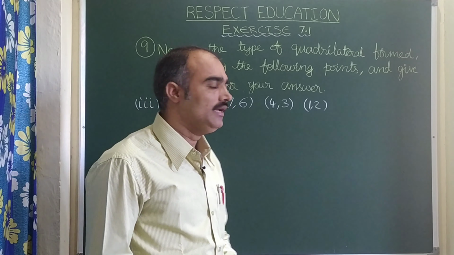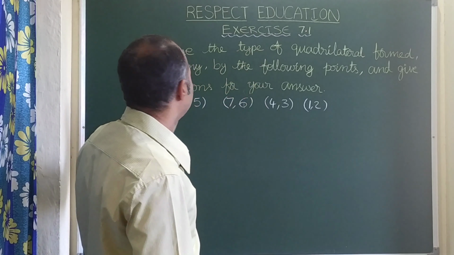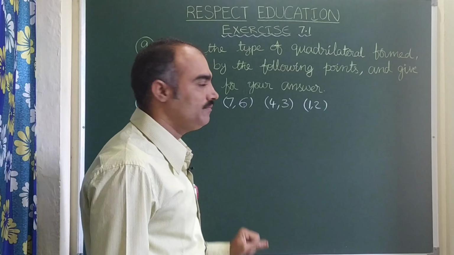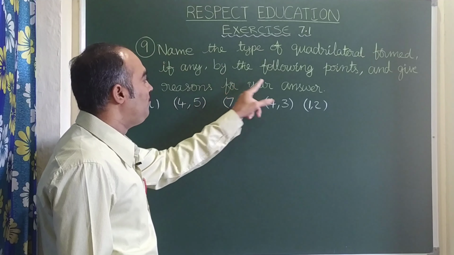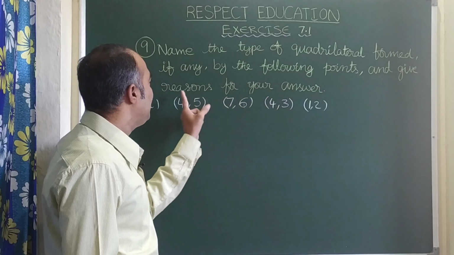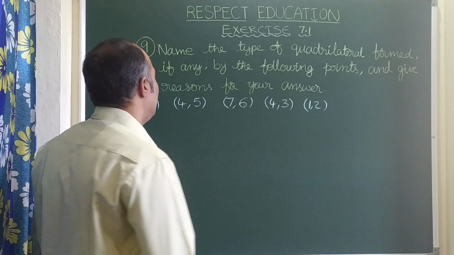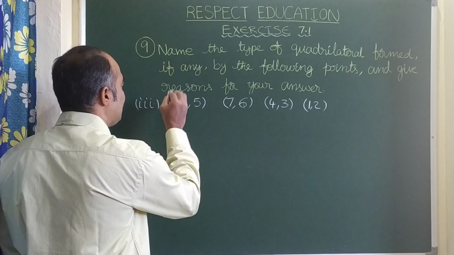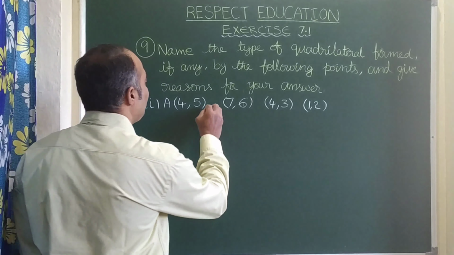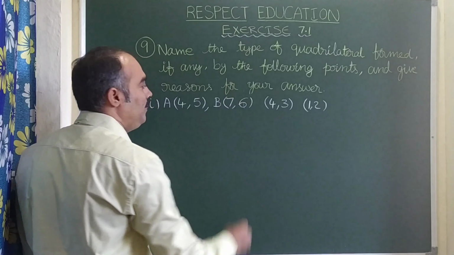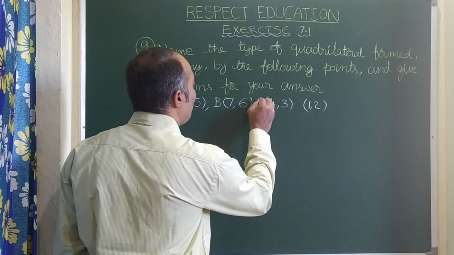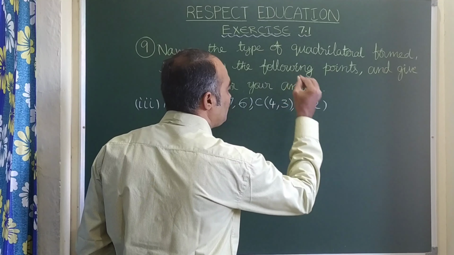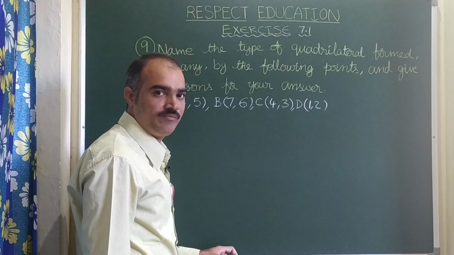Now let us see exercise 7.1 question number 9. Name the type of quadrilateral formed, if any, by the following points and give reasons for your answer. So here 4 points are given. Let us label the first point as A (4,5), second point as B (7,6), third point as C (4,3), and then the last point, that is fourth point, as D (1,2).